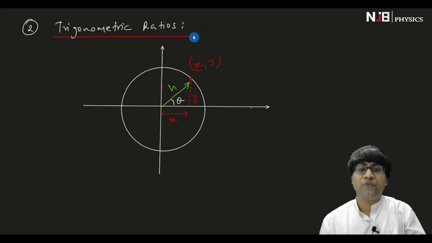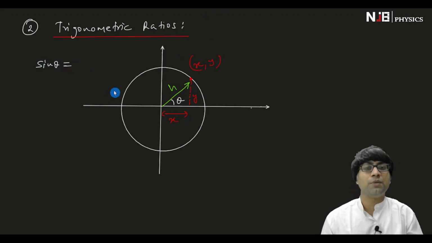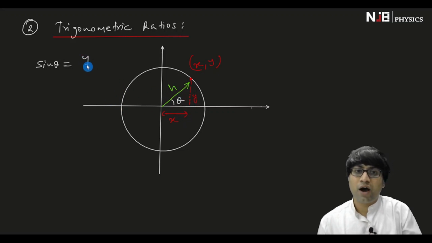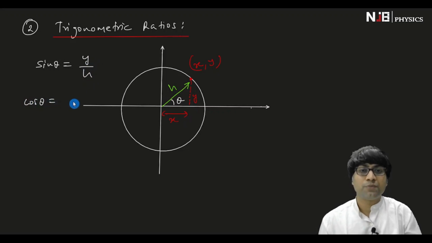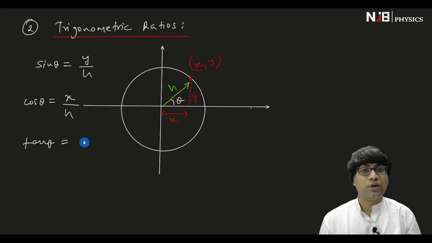So what are the various trigonometric ratios? The first trigonometric ratio will be sine of theta. Sine of theta is basically perpendicular upon hypotenuse. That's what we have studied in our high school. So according to this circle, it is going to become y divided by h. And what is cos theta? It is base upon hypotenuse, that is x divided by h. And what is tan theta? Tan theta is going to be equal to perpendicular divided by base, which is y by x.